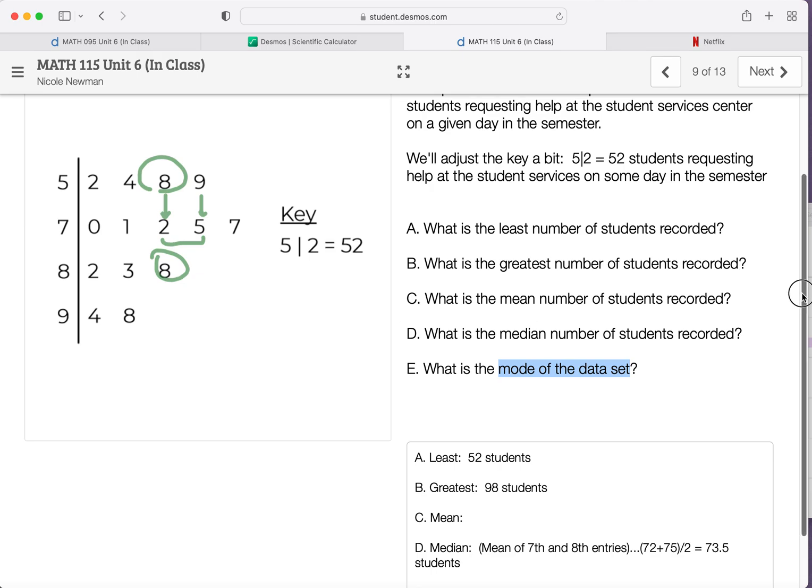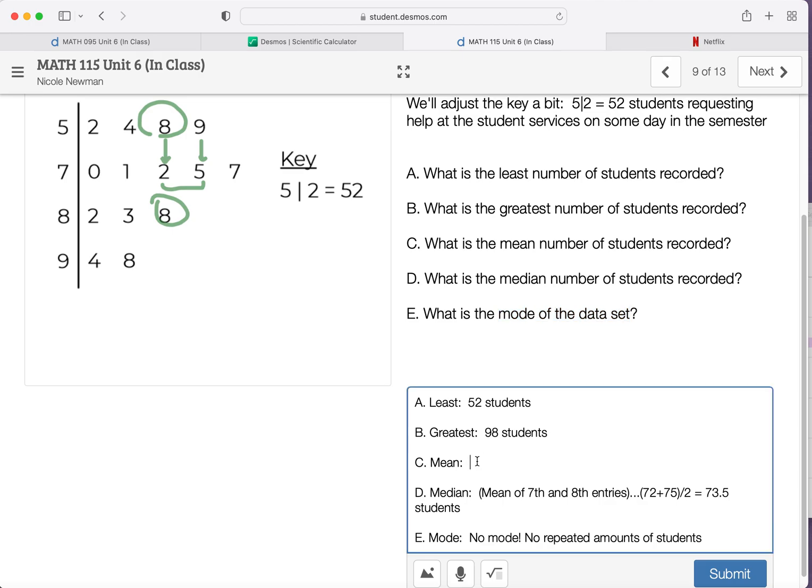And now we get to go deal with the mean. For the mean, we have to add up the total of all of the entries and then divide by 14.